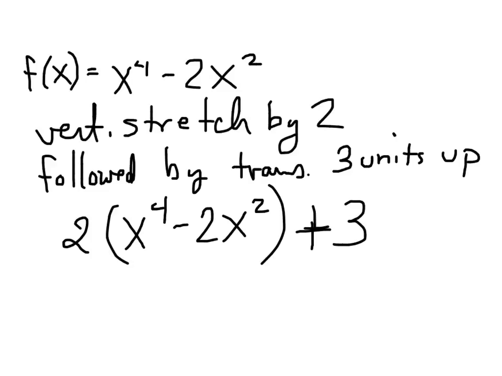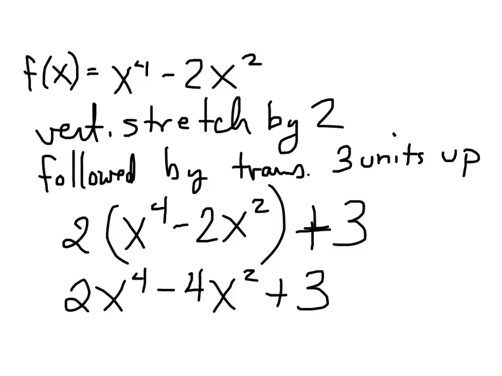Is this an acceptable answer for what we just did? Absolutely. Because are you showing what we did or what we had to do? Are you showing the vertical stretch? Are you showing the translation? Yes. An alternative answer to this would have been this. 2x to the fourth minus 4x squared plus 3. Notice what I did? I just distributed, or I just multiplied it out, and then combined like terms. Which answer is correct? Both. It's your decision whichever way you want to have it. To me, it doesn't matter.